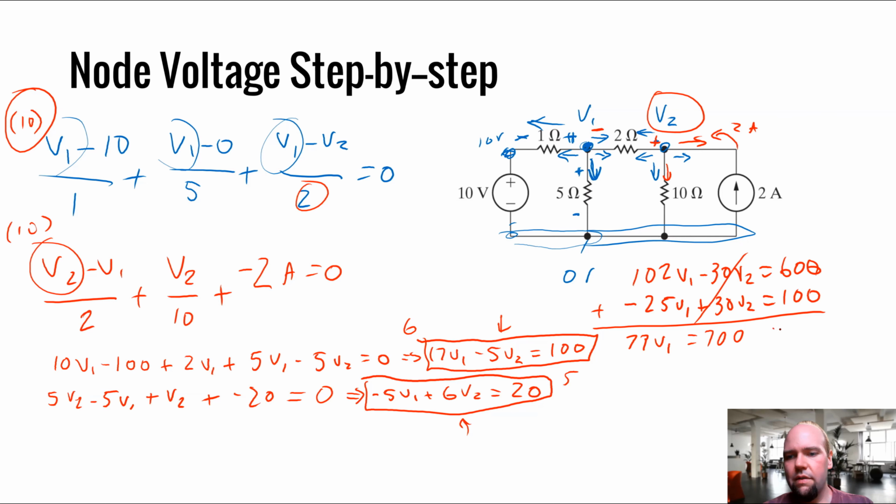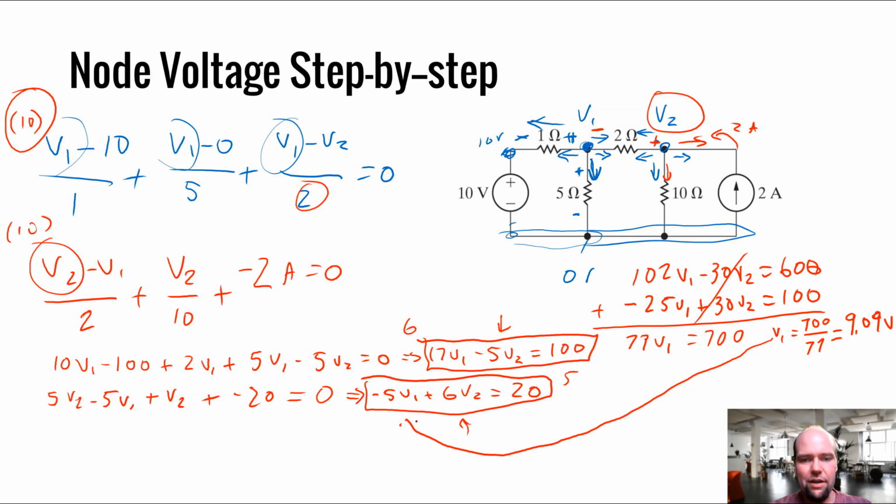So V1 equals 700 divided by 77, which is 9.09 volts. Easy, right? Okay. So now that we got that, I just go back to my cleanest version that I can plug this into. So I'm going to plug this V1 into, I don't know, probably here.